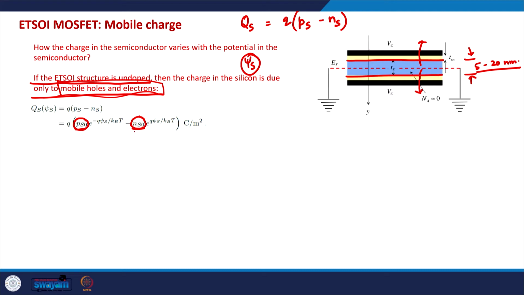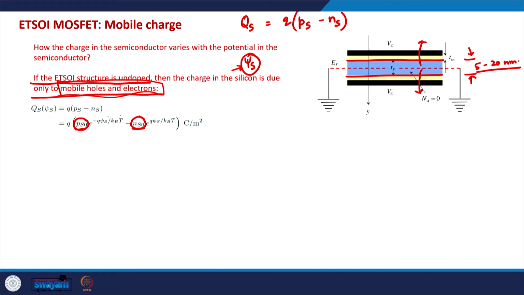Okay, and in that case what happens is that the number of holes and the number of electrons get modified. So now with psi s potential, if the potential is positive, the holes will go down and the number of electrons will increase, and if the potential is negative, the number of holes will go up and the number of electrons will go down. This we have also seen in our discussion of the conventional electrostatics of the MOSFETs.